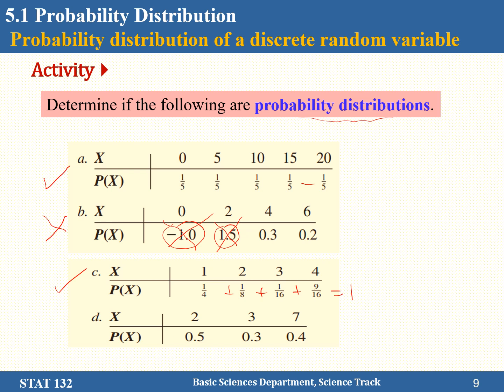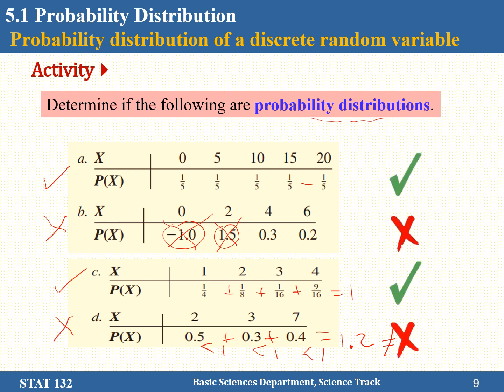And when we look at this one, they're all less than 1. That's good. But when you add them, it will get you 1.2, and this is not 1. So for this reason, I will say this is not a probability distribution. So here are the answers.